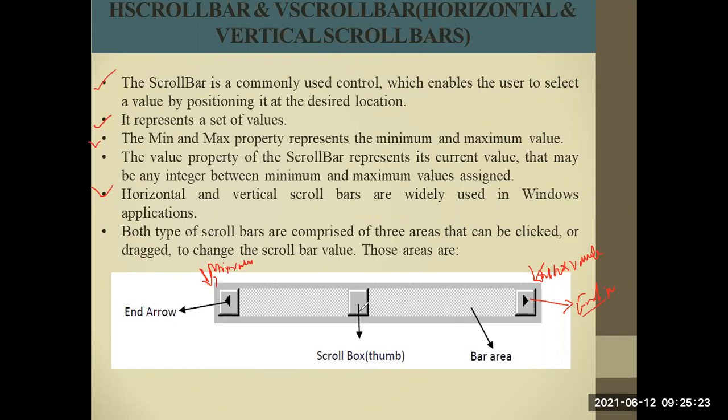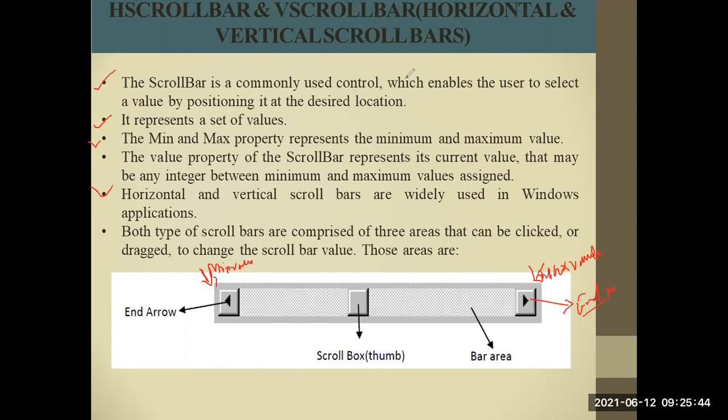Similarly, I have a scroll box. The second one is a scroll box, or sometimes it's called a thumb. Basically, it represents the current value of the value property. So where your scroll bar is presently appearing, and what is its value.